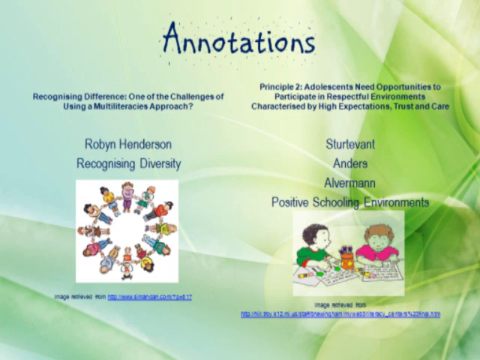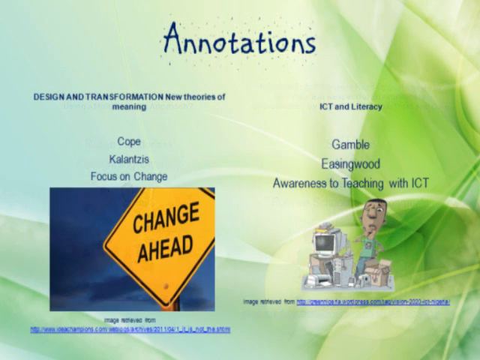Principle 2: adolescents need opportunities to participate in respectful environments characterized by high expectations, trust, and care. This source, Principled Practices for Adolescent Literacy: A Framework for Instruction and Policy, is an excellent source of information. It is authored by Sturtevant, Anders, and Alvermann. Sturtevant is a professor at George Mason University. Anders has a PhD at the University of Wisconsin-Madison. Lastly, Alvermann has a PhD at the University of Georgia. These reliable authors have created a resource with an aim to stress the importance of providing students with a positive schooling environment. It explores the importance of teachers creating positive relationships with their students, their families, and the community.